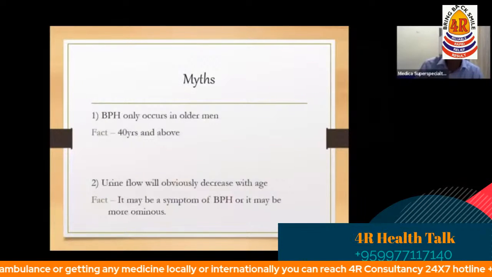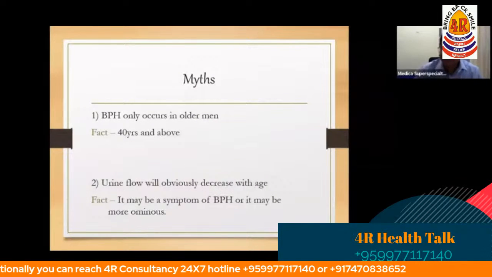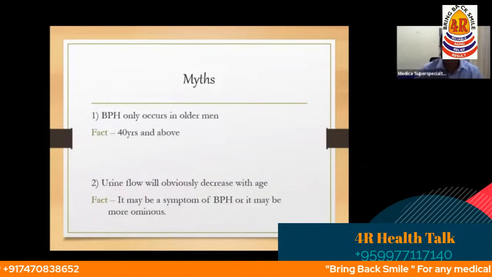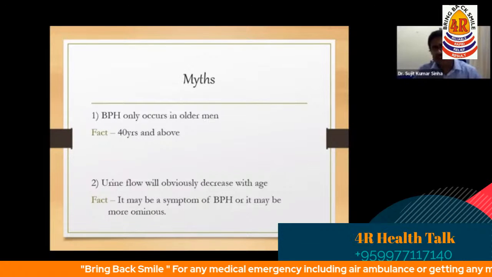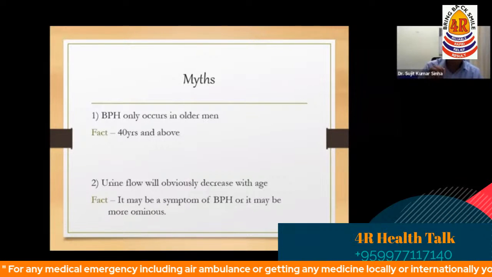Now the first myth: that BPH only occurs in older men. Like Dr. Roy said in the introduction, we think that it occurs between 60 to 65 years. Yes, mostly that. But the development of the prostate, the growth of the prostate, starts after 40 years or so, because of the change in the hormonal milieu of the body.